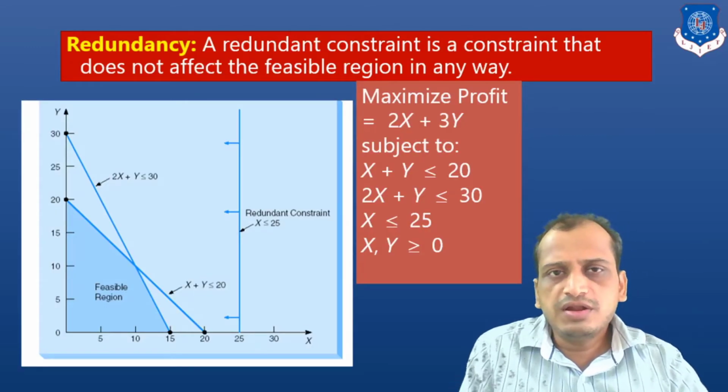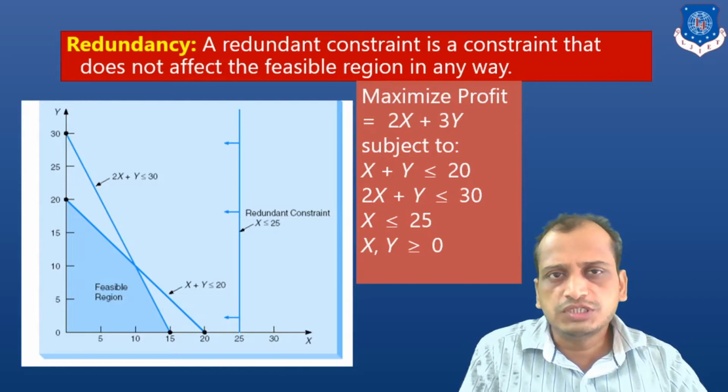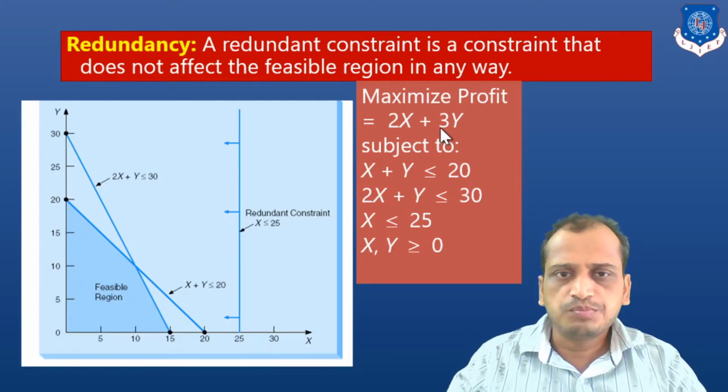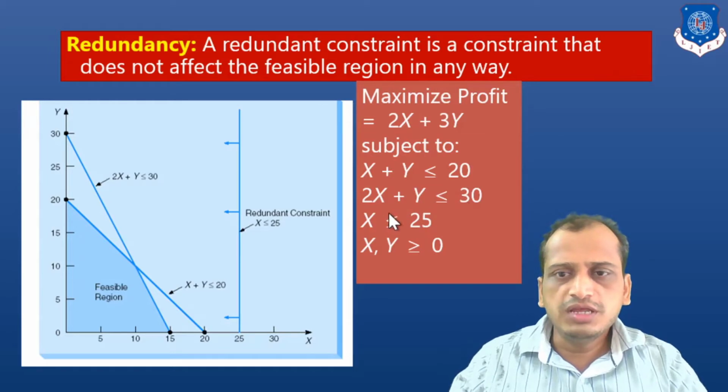Now first is redundancy. So what do we mean by redundancy? Redundancy means when you introduce a constraint which is redundant. It means that there is no contribution of the constraint to the objective function. Here this equation is given where we are maximizing profit with 2x plus 4y. Clear? And the subject to different constraints are given: x plus y less than or equal to 20, 2x plus y less than or equal to 30, x less than or equal to 25, and x and y are non-negativity constraints.